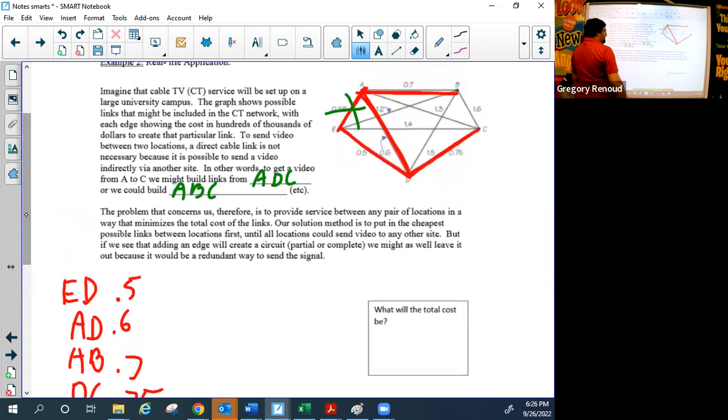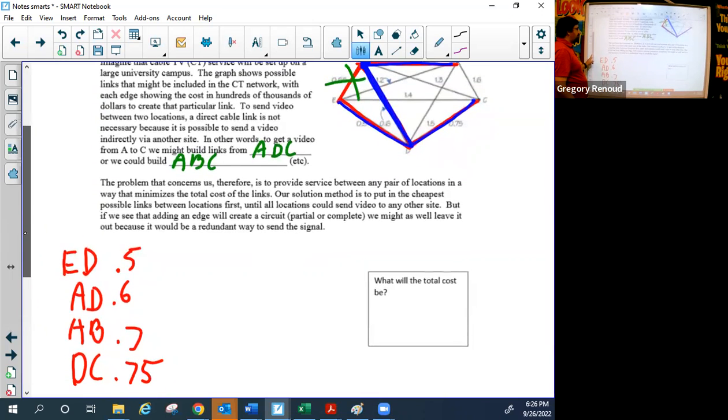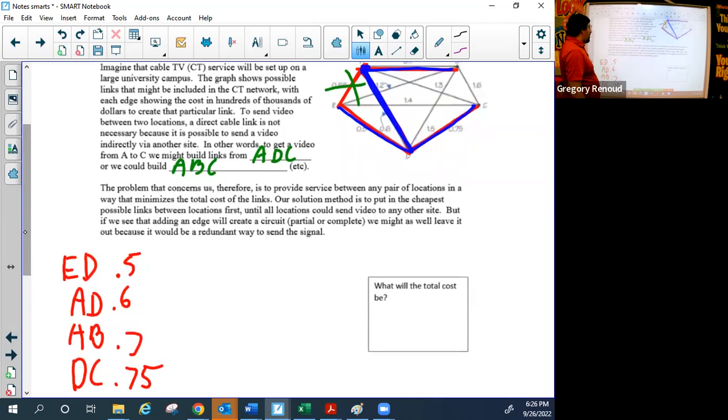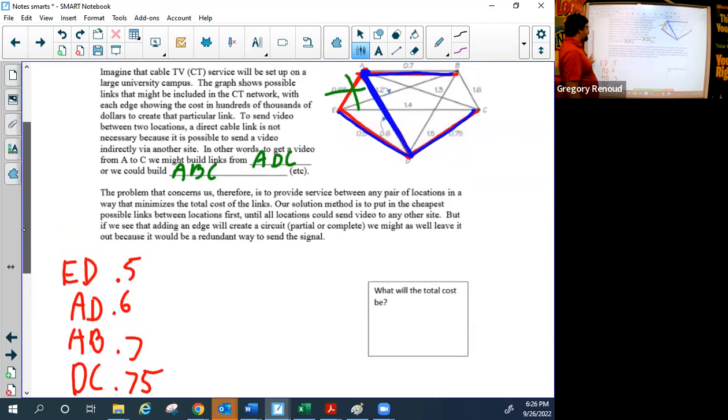And so what I should see right now is that even though I don't have a circuit, and it may not be the most direct route from point A, I could get anywhere. I could get to B. I could get to D. I can go through point D to get to C, or I could go through point D to get to E. All of my edges are connected. Even if it's not the most efficient route, all of my edges are connected.